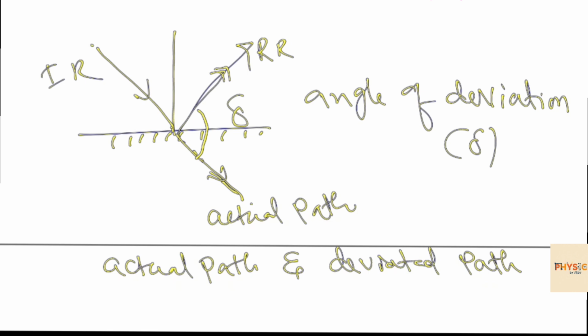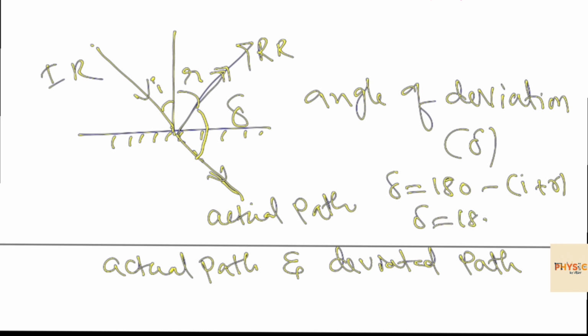We know it is a straight line. On a straight line the total angle is 180, but the angle of incidence is equal to the angle of reflection. So the deviation angle is written as 180 minus (i plus r), and since i and r are the same, the angle of deviation is 180 minus 2i, or 180 minus 2r. Okay, and we have some different cases in the angle of deviation.